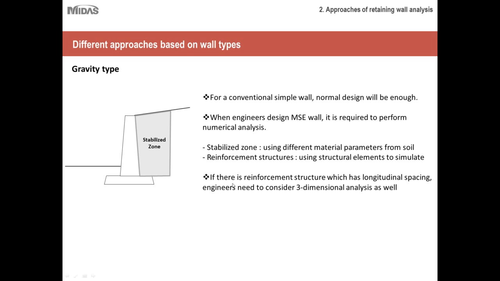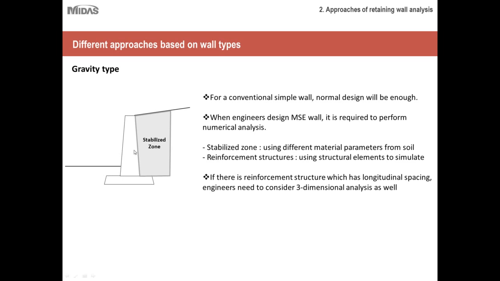And sometimes the reinforcements are also applied at different spacing along the longitudinal length of the structure. Like I said in the previous slide, where we were just talking about one 2D cross section, if it has a third dimension, then we need to do a 3D analysis. What distinguishes a 2D analysis from a 3D analysis is the spacing or the arrangement of the reinforcement members.